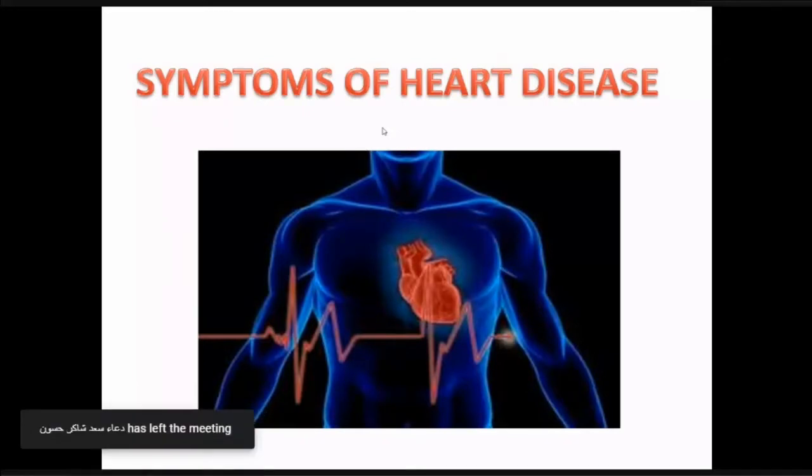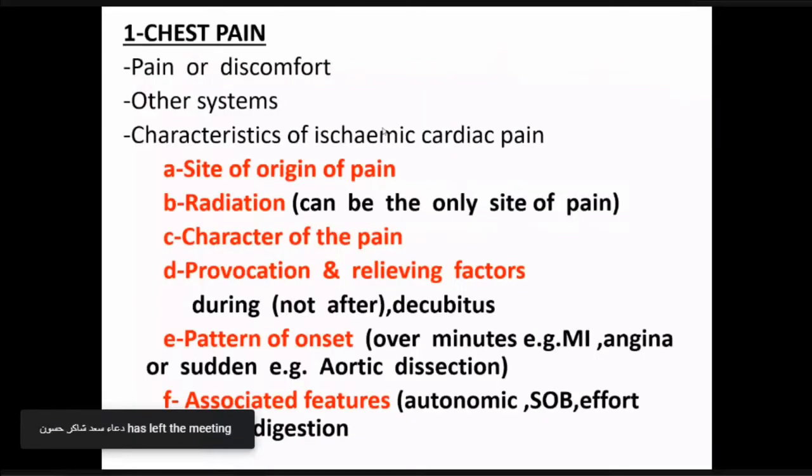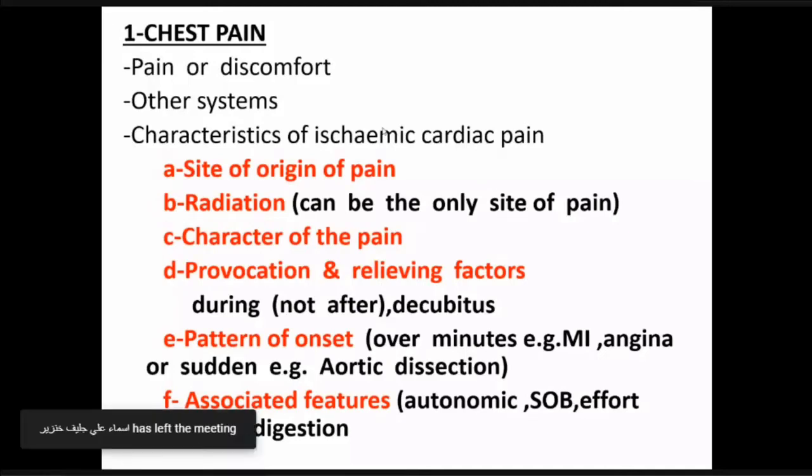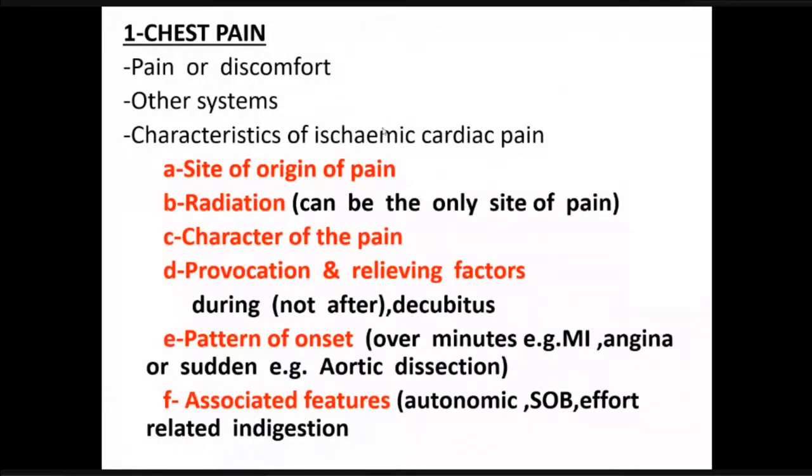The important symptom of heart disease is chest pain. Chest pain is of course an unpleasant sensation. The patient will feel it, whether in the chest or in other parts of the body. So it is a pain or discomfort, and can occur with other symptoms. An important general characteristic of any ischemic cardiac pain is the site of origin. As you know, we must know where the pain is: is it in the center of the chest, in the periphery of the chest, just in the neck, just in the hand, and so on.